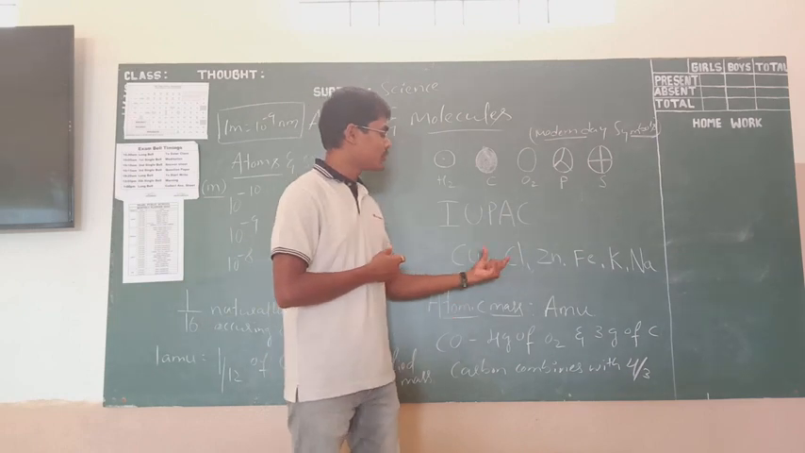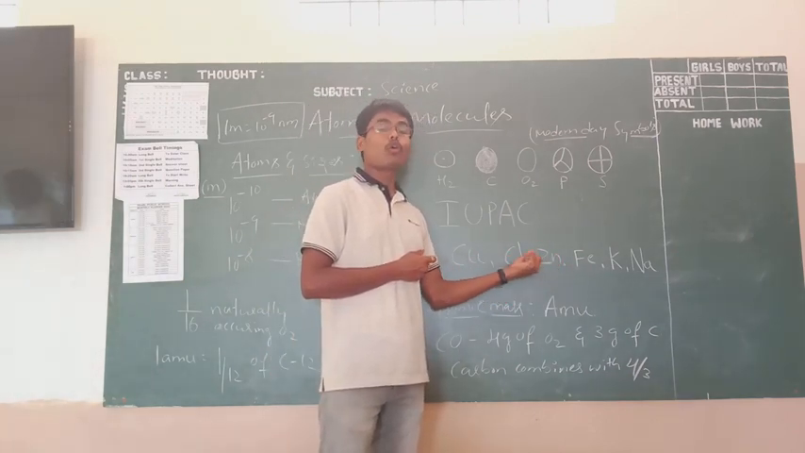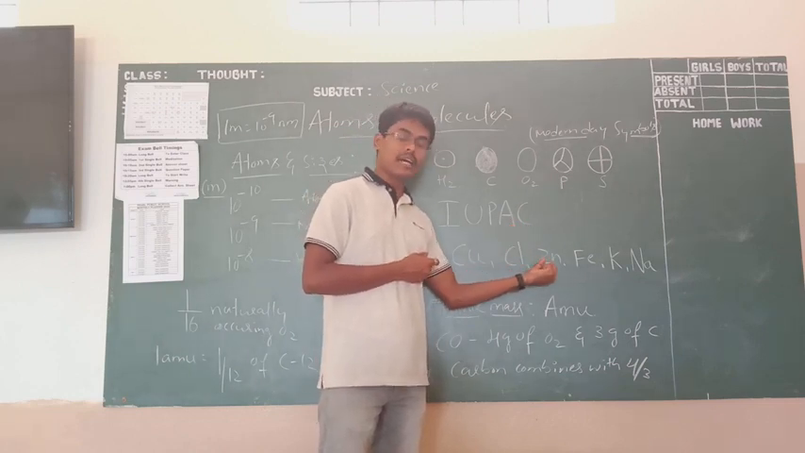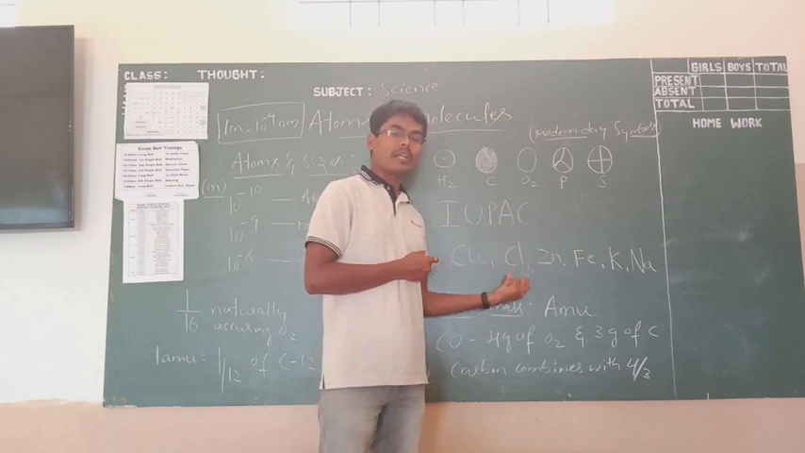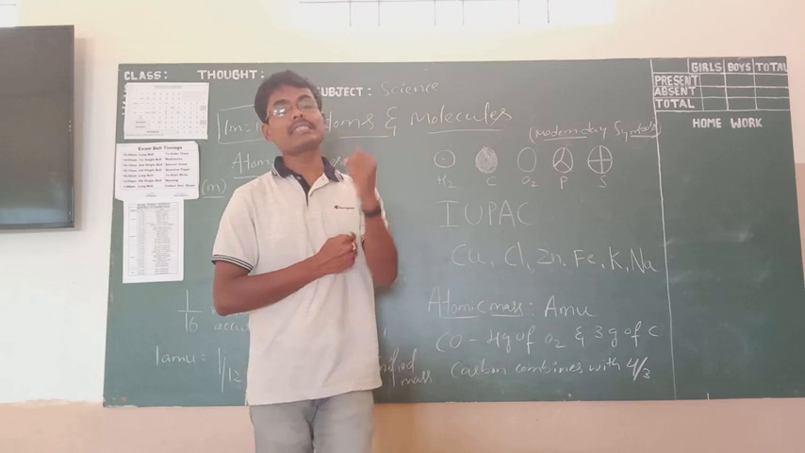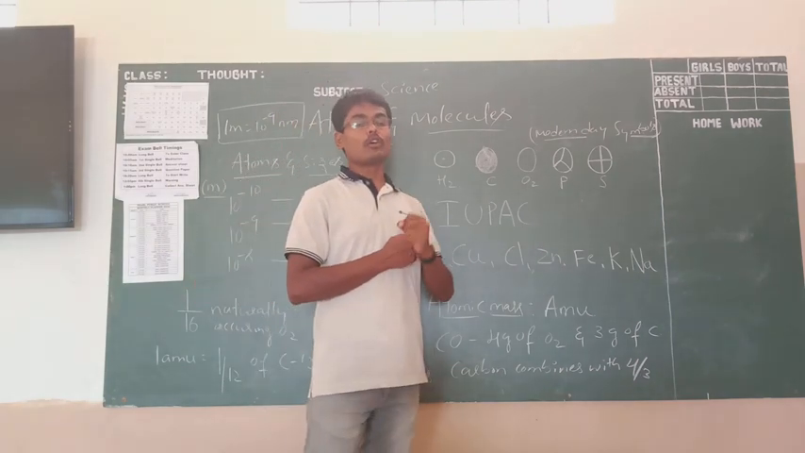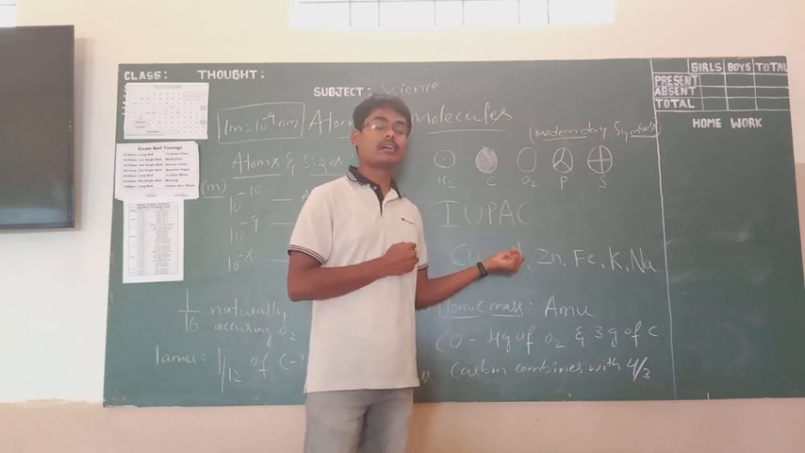Okay, and what about this? Again, I will take some examples like chlorine and zinc. Chlorine, Cl, I have taken the Cl, and zinc, I have taken the Zn. For elements like chlorine and zinc, we are going to use the first letter and the second letter of that particular word. Chlorine, Cl, zinc, Zn, like that.